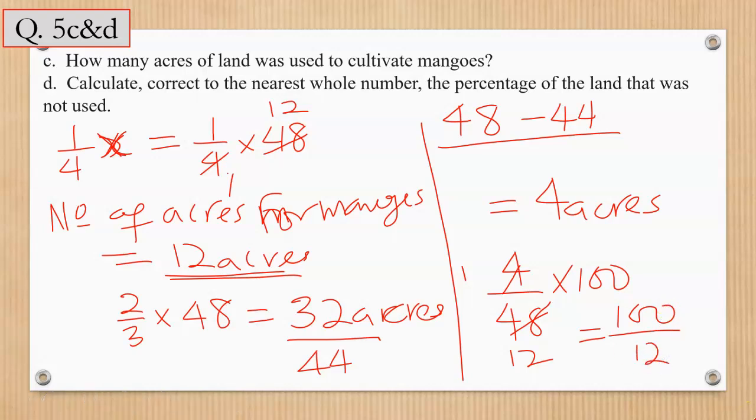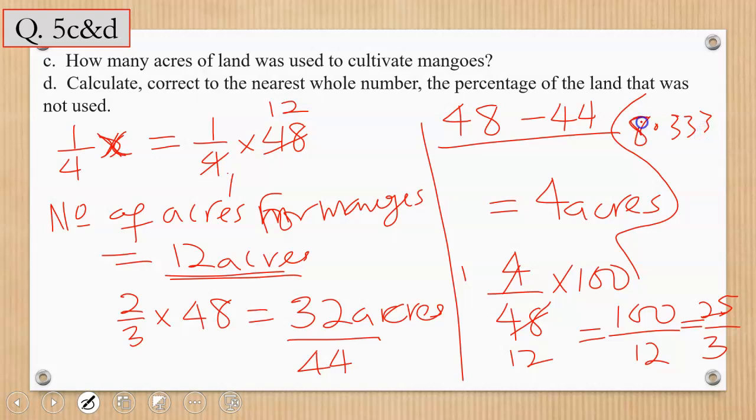We can reduce this a little bit by saying that 4 divides 100 as 25, and 4 divides 12 as 3. And so we can now do long division of 25 divided by 3, which is quite easy to do. If you go through that, you get 8.333 repeating. But the question wants the answer to the nearest whole number, and so we are going to have 8%. So 8% of the land was not used for anything.